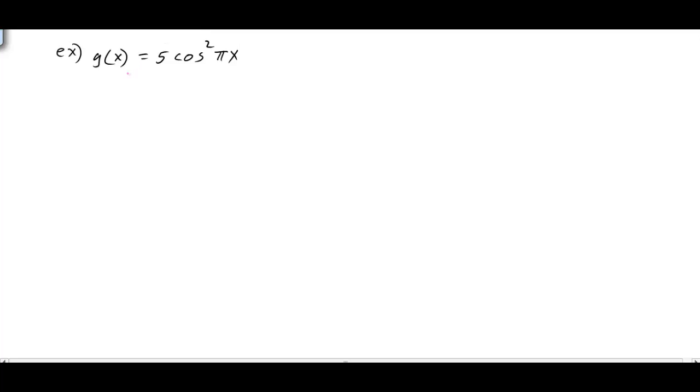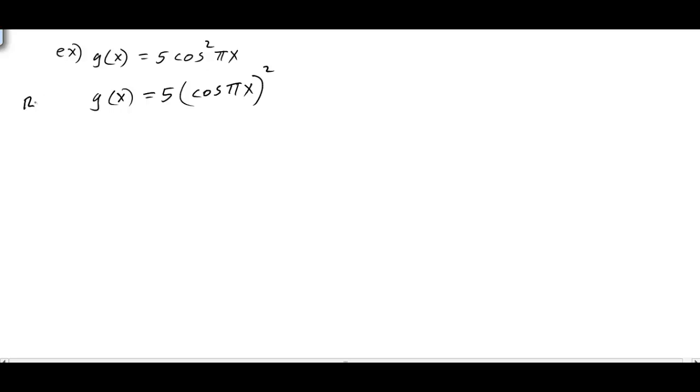Okay, the next example. Another trig function. We have g of x equals 5 cosine squared pi x. Now the question is, what is being squared in this example? Now you may find it beneficial to rewrite this problem, because notice the whole trig function is being squared. I prefer to rewrite this problem so we can visually see this better, even though we're going to use parentheses. I like to write this as cosine pi x. That quantity is squared. That's really what this means.